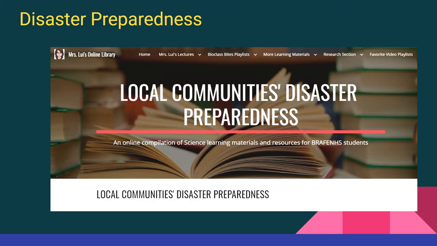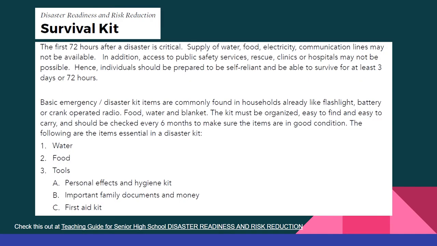Now, if you're interested, you could also visit the local community's disaster preparedness. This one is actually a performance task from my grade 11 students for academic year 2019-2020. You can check this in the online library. Now, this one is from the DepEd Teaching Guide for DRRM. These are the recommendations in coming up with your own family survival kit.